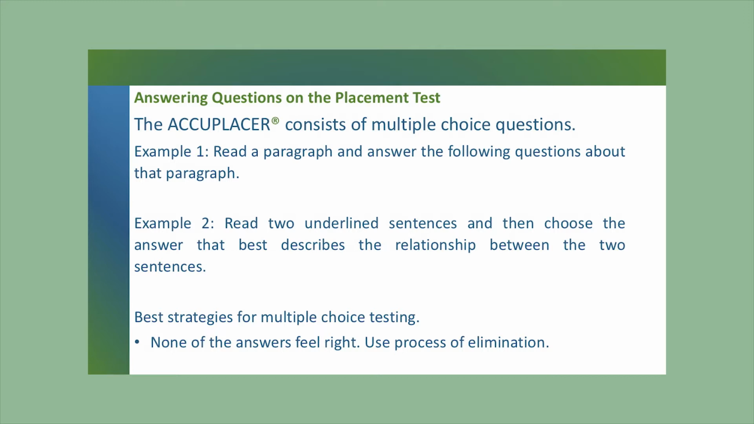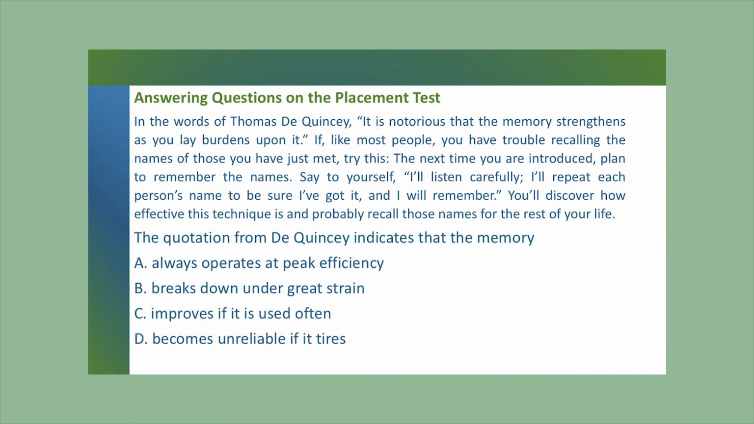So in the Accuplacer, you're going to be finding questions about paragraphs, or you might be finding questions that are two sentences that are underlined, and you have to figure out the relationship between those two. Those are usually the type of questions that are going to appear on the Accuplacer. The following examples of questions that I'm going to be reading to you in a moment are actually taken from past Accuplacer tests. I'll now read the paragraph about Thomas de Quincey.